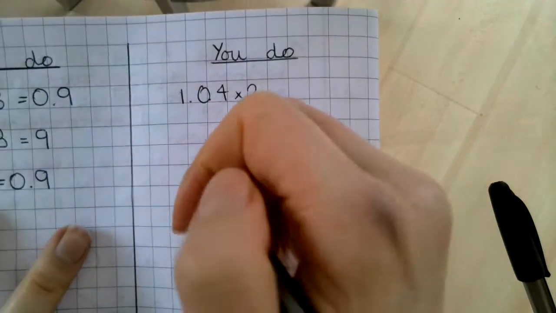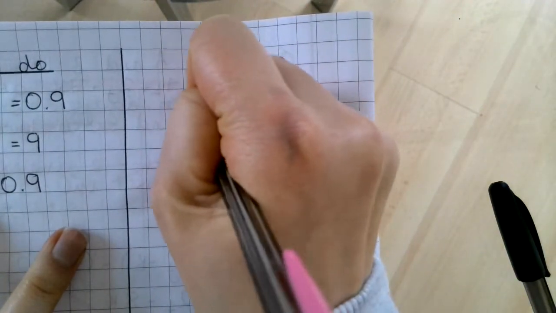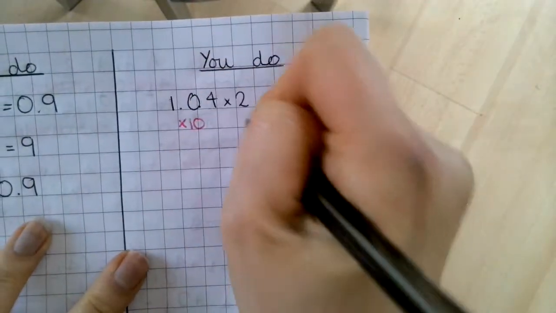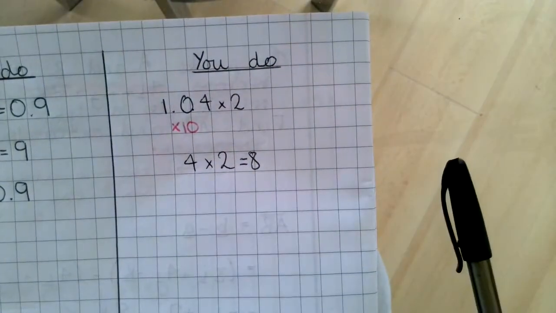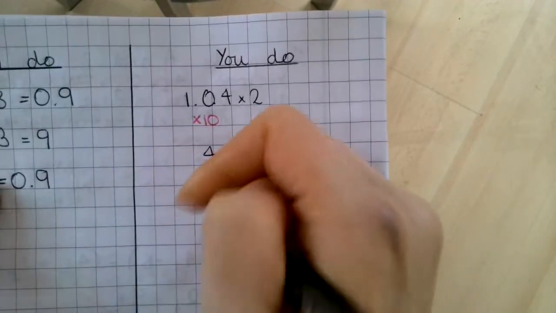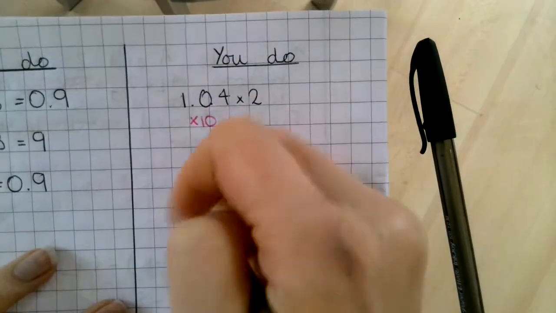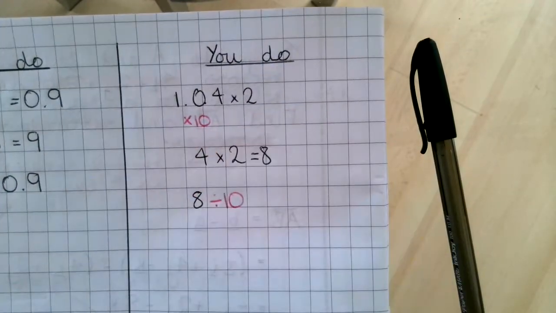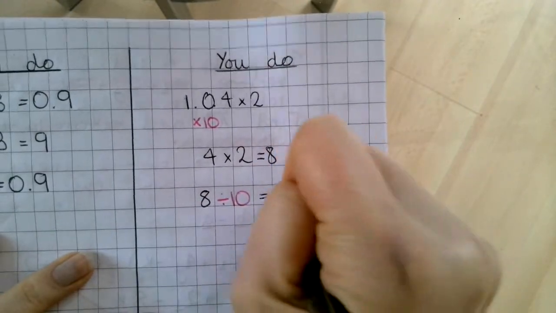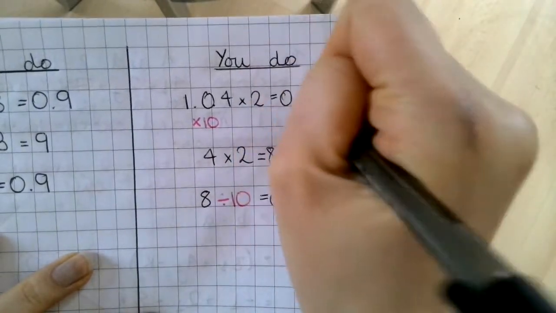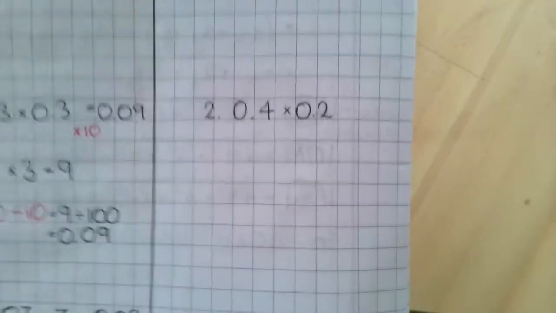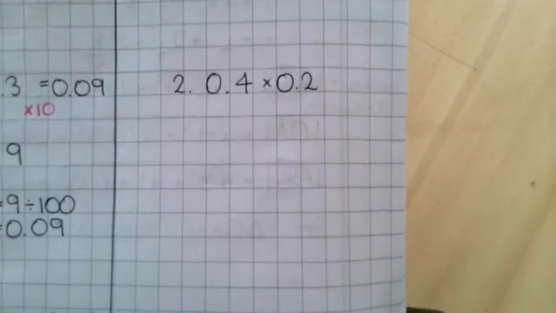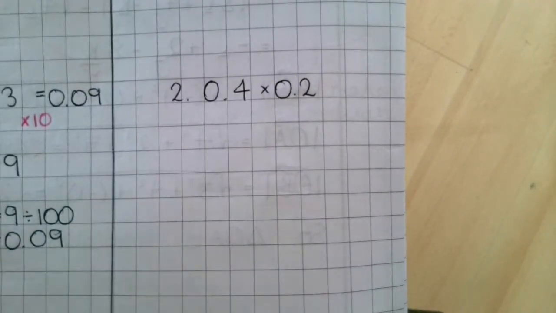So for this one, we're going to multiply 0.4 times 10, and we get 4 times 2, which is 8. Then we need to undo multiplying by 10. So doing 8 divided by 10. And we get 0.8. Okay, second question is here. So again, get it written down, pause the video to answer it, then press play to check it.